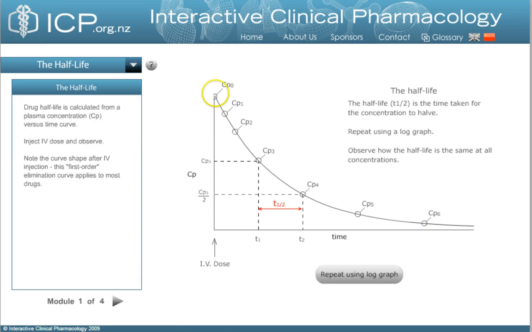If we take the concentration here and then see how long it takes for that concentration to drop by 1/2, the amount of time that takes, we'll call that T1. And then if we see how long it takes for this concentration to drop by 1/2, we see that's the same amount of time again. This is the hallmark of first-order kinetics, which is the constant fraction or constant percentage of drug being eliminated or being moved per unit time.